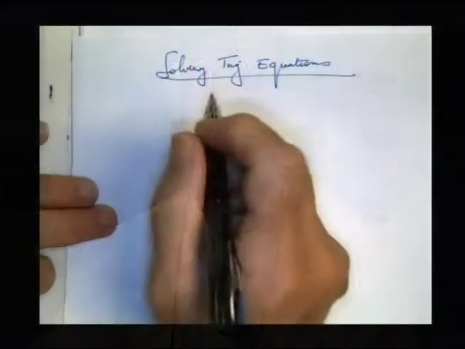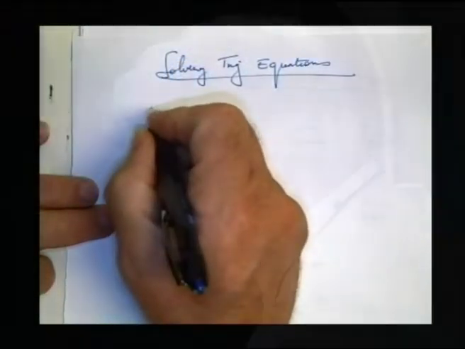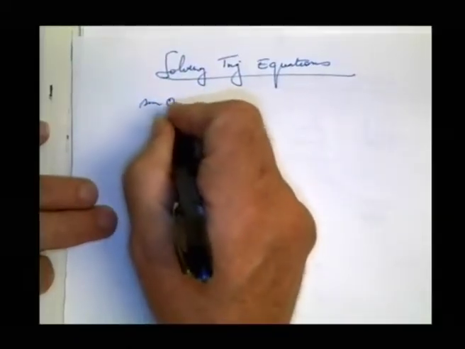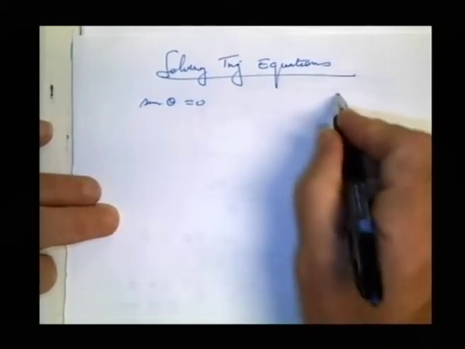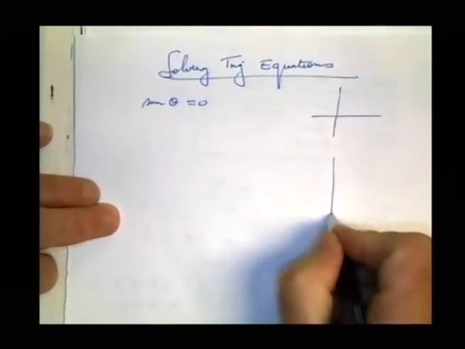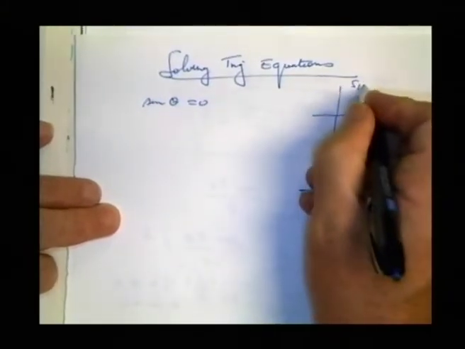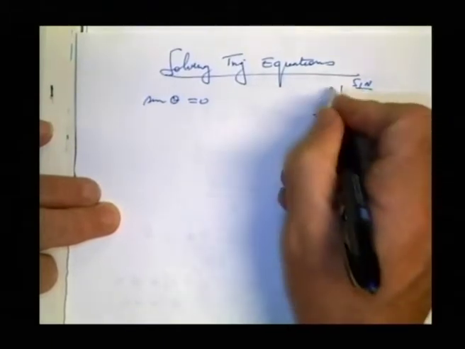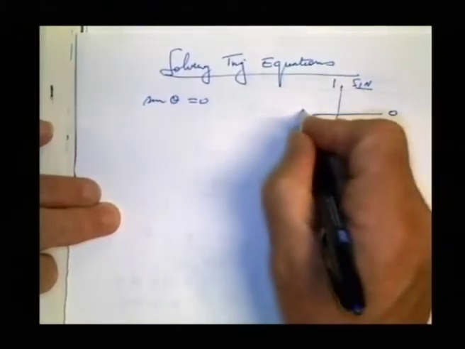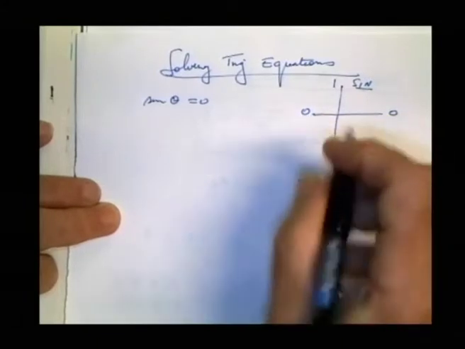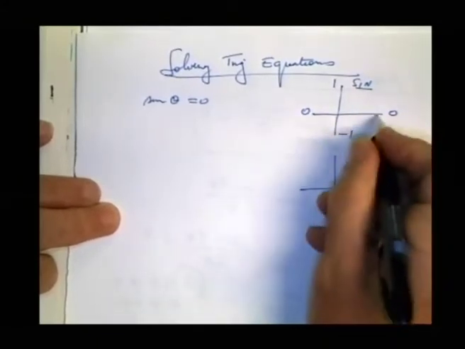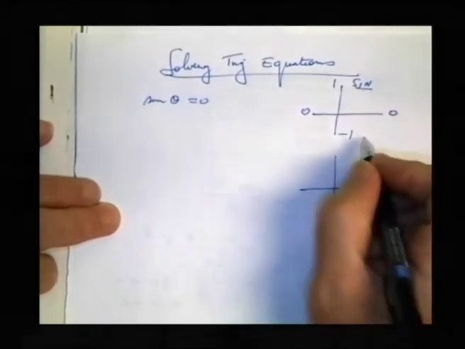Solving trig equations is the most important topic in 2 and 3 unit or extension 1 maths. One particular question might be something like this. Sine theta is equal to 0. Now you must know, we could draw these diagrams here. The sine of 0 is 0. The sine of pi over 2 and 90 is 1. The sine of 180 or pi is 0, and the sine of 3 pi over 2 or 270 is equal to minus 1. Sine of 360 is 0.